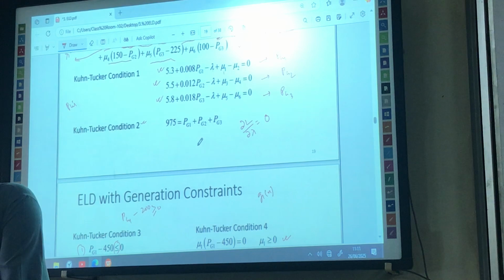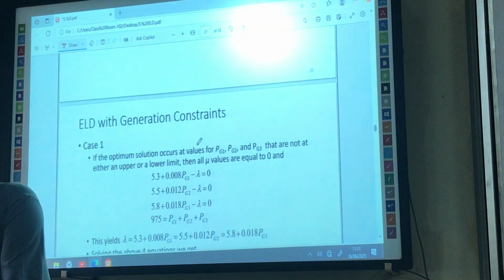So what we can do, now we will consider the first case. In the first case, we will consider that all the mu values are equal to 0.